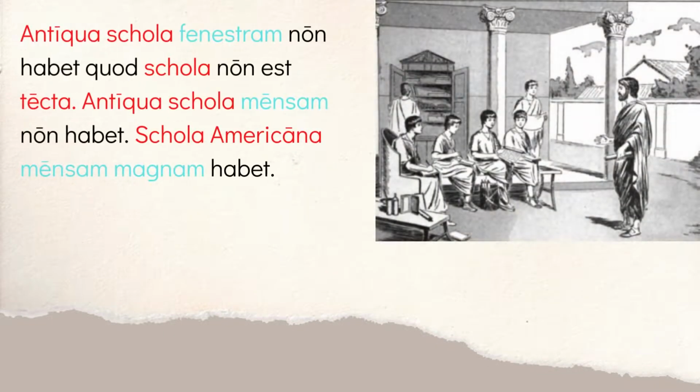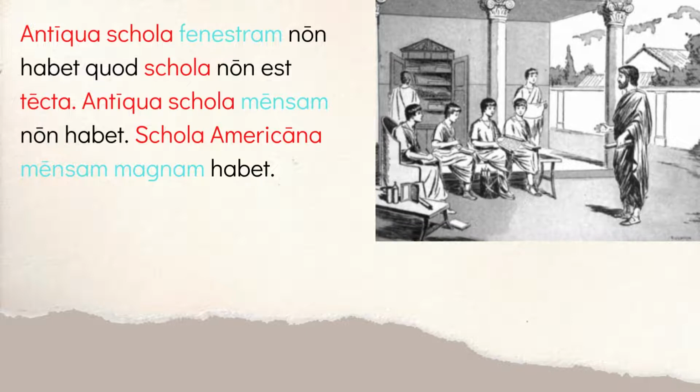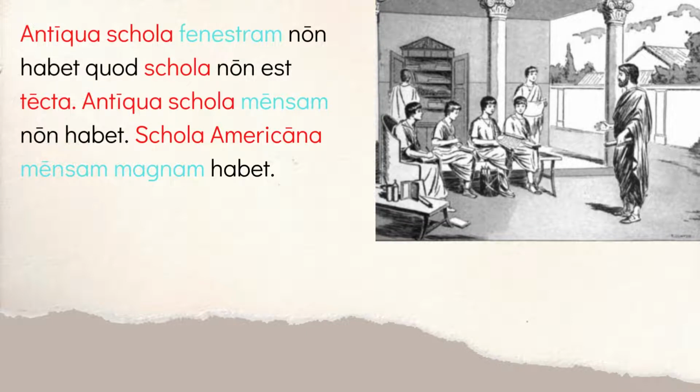So here's the next part of the story. We have antiqua schola fenestram non habet, quod schola non est tecta. So the antiqua schola, the ancient school, non habet, does not have. Remember, non is just the negation. Habet would mean it has. Non habet means it doesn't have. It doesn't have a fenestram. There's our direct object again. What doesn't it have? A window. It ends in an AM because it's accusative case, or the direct object.